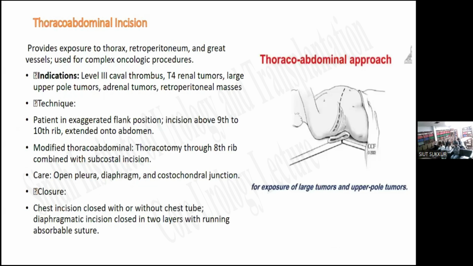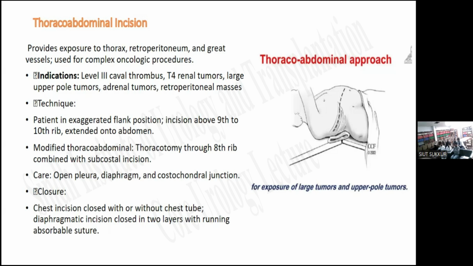Another anterior approach is thoracoabdominal. It provides exposure to the thorax, retroperitoneum, and blood vessels, and it's mostly used in oncological surgeries. These are very complex surgeries, including thrombus of IVC extending up to level 3, T4 renal surgeries, upper pole tumors, renal, and retroperitoneal masses.